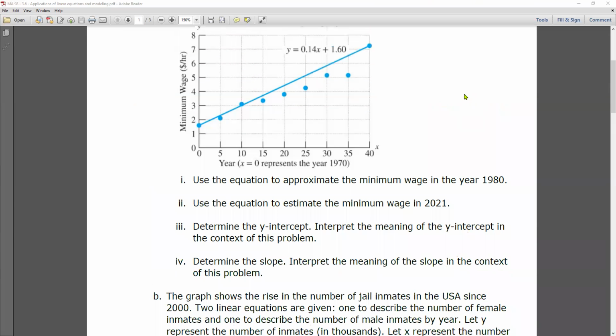Oh, last part, determine the slope. Almost forgot. The slope is, again, y equals mx plus b, so the slope is 0.14. But in this case, because this is a story problem, make sure you include the units. We can write 0.14 as 0.14 over 1, and then we're going to use the labels for each x and y. Notice that x is year, and minimum wage is y, that's dollars per hour.